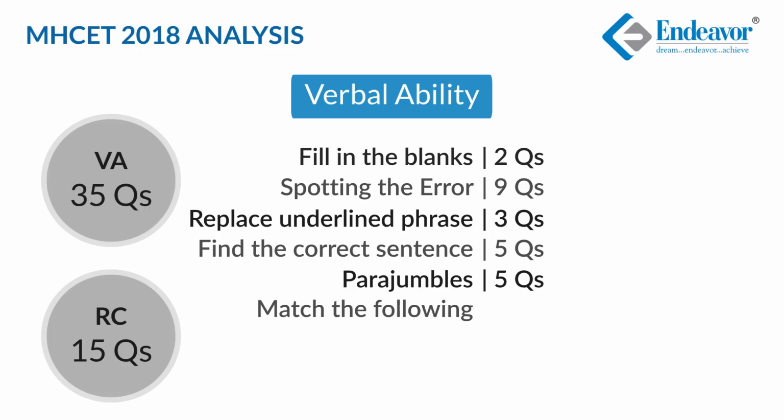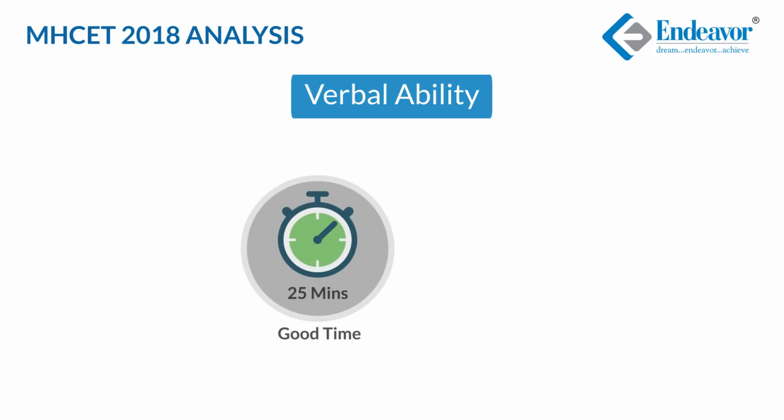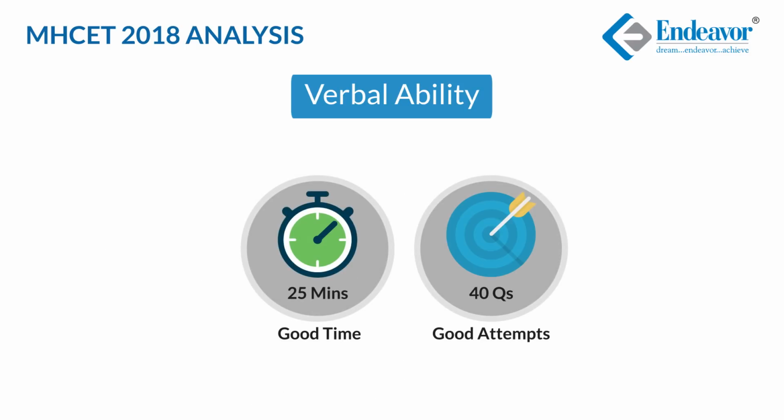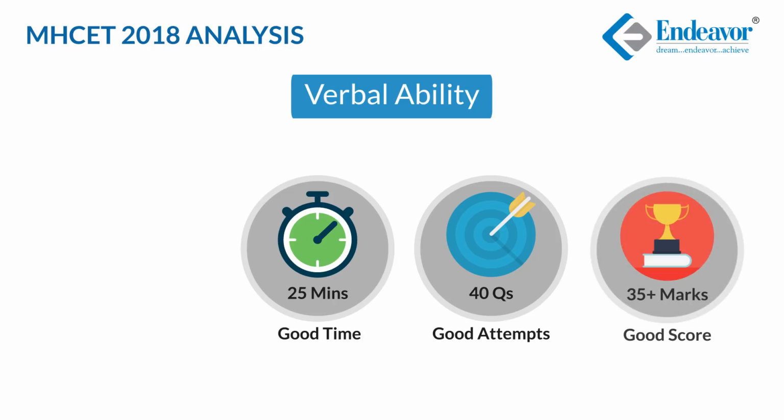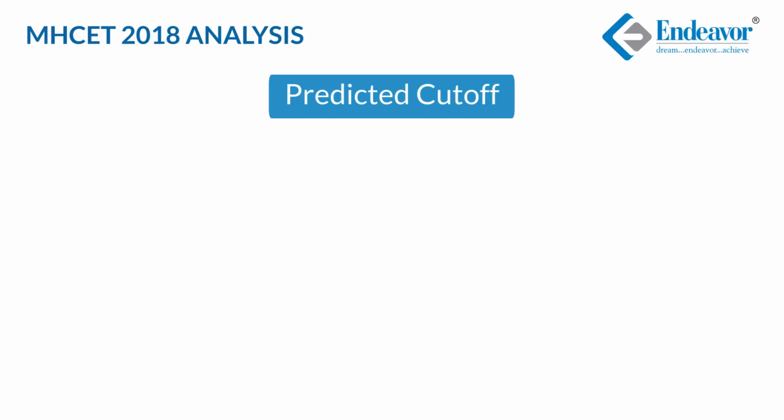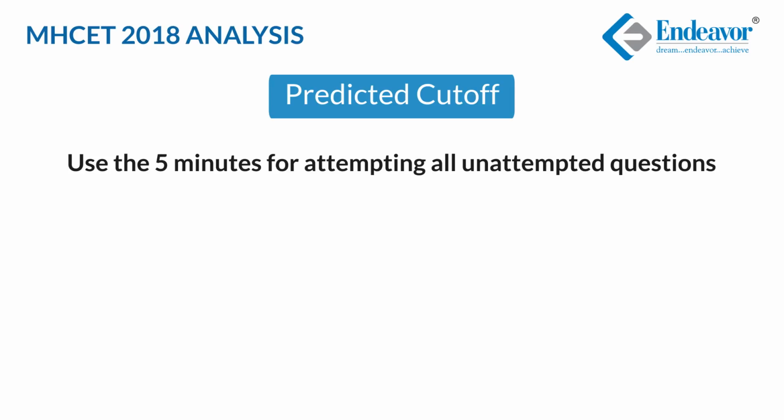Instead, if it says "though" and it is supposed to be "through", you're not supposed to mark that answer at all. So for this section, we have given about 25 minutes with ideal attempts of 40 and ideal score of 35 or above. We are still left with 5 minutes. So the balance 5 minutes we have decided to allocate to mark all the unattempted questions. This takes care of the sectional analysis, and on the whole, we are expecting that a score of 115 or 120 should get an aspirant to about 99 percentile.